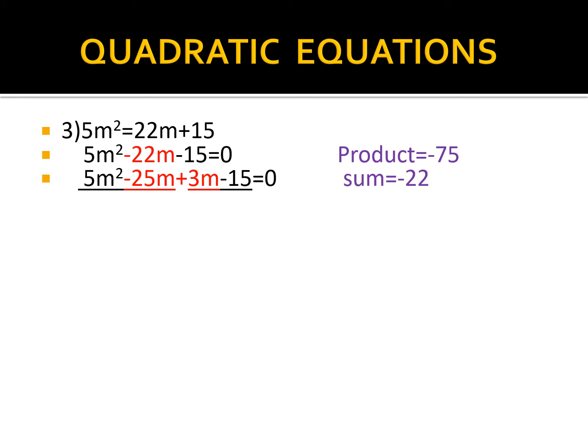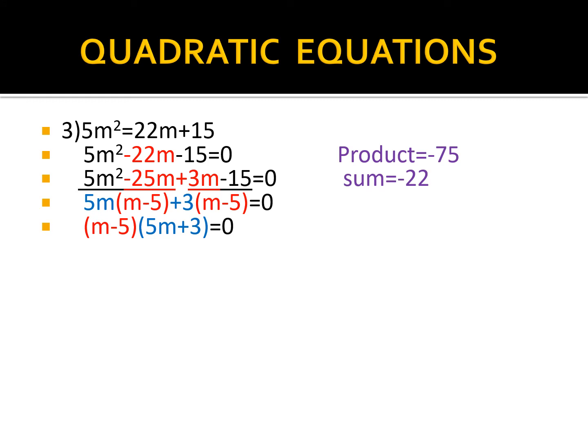So we know that minus 25 into 3 is minus 75 and minus 25 plus 3 is equal to minus 22. We are splitting the middle term. So taking the first two terms, we find that 5m is common, leaving m minus 5 in the second bracket, and in the second set of terms 3 is common, leaving m minus 5 in the second bracket, is equal to 0. So when we observe, m minus 5 is common and 5m plus 3 is taken in the second bracket. So we have factorized the given equation.